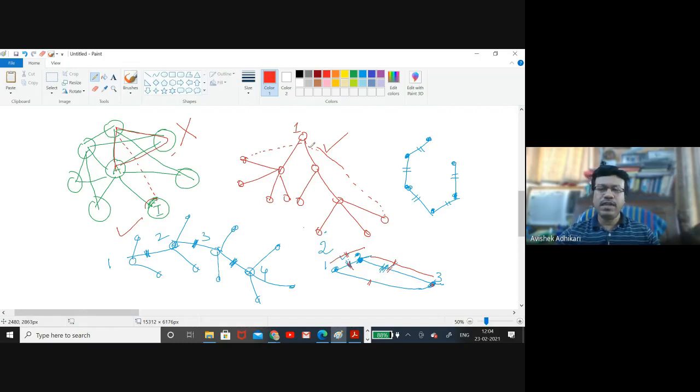Now quickly tell me, in this graph with vertices 3, 2, 4, 5, 6, 7, can anybody tell me what is the distance between 6 and 3? What is the distance between 6 and 3?